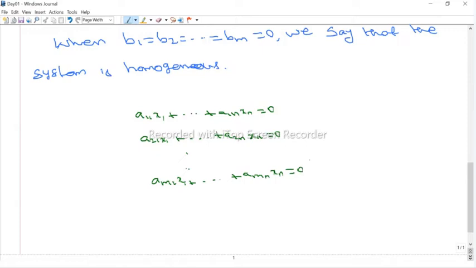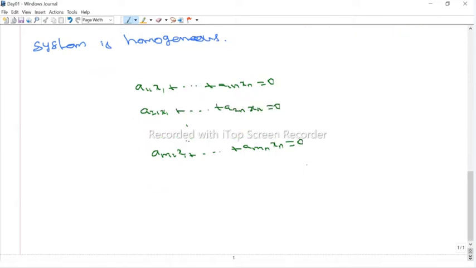Now, at least we have one solution that satisfies this. So what is the solution? If we take x1 equal to 0, x2 equal to 0, etc., xn equal to 0, this n-tuple satisfies all the equations simultaneously, because substituting these values, a11 into 0 plus a12 into 0, everything is 0. Therefore, if you have a homogeneous system, we can always have a solution. The solution is 0, 0, 0. This solution is called the trivial solution.